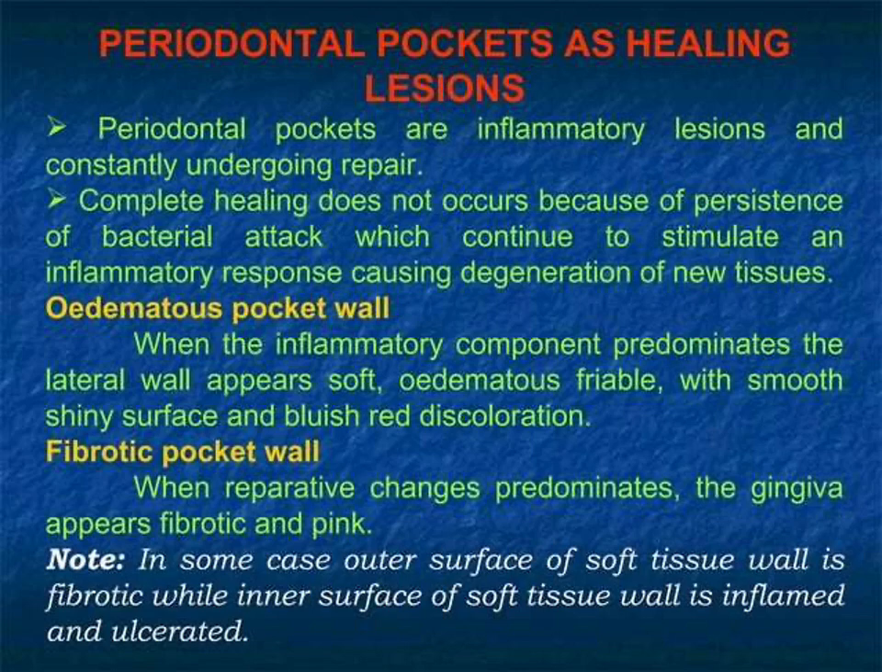Edematous pocket wall occurs when the inflammatory component predominates. The lateral wall appears soft, edematous, friable with a smooth shiny surface and bluish red discoloration. Whereas fibrotic pocket wall occurs when the reparative changes predominate, and the gingiva appears fibrotic and pink. In some cases, the outer surface of the soft tissue wall is fibrotic while the inner surface is inflamed and ulcerated.